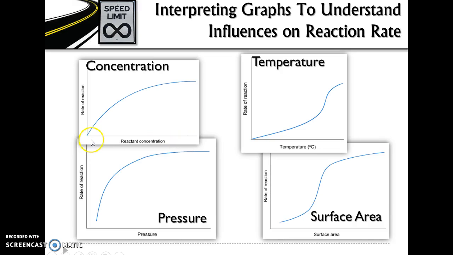The important thing here is that if you increase any of these, you increase reaction rate. So they all increase as the other one increases. So increase concentration, temperature, pressure, or surface area, and you will increase rate of reaction.